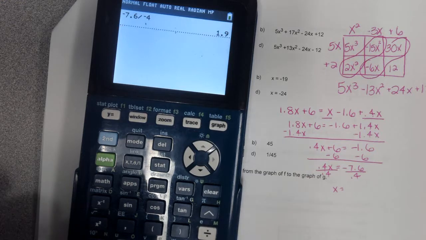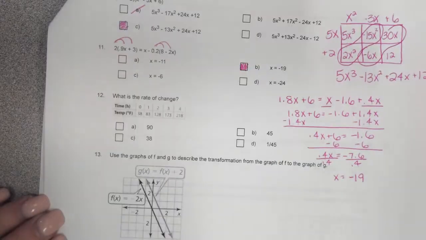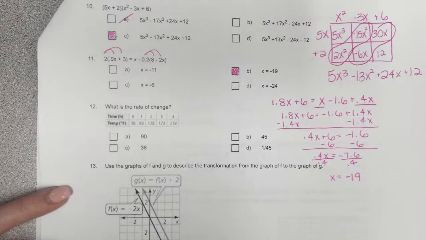Did I miss a point? I did. Negative 7.6 divided by 0.4 is negative 19. And that's how you got your answer by hand.